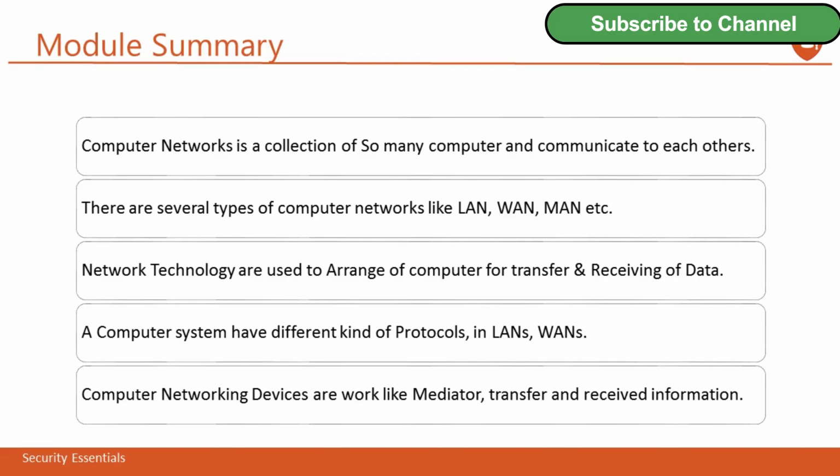A computer system has different types of protocols in LANs and WANs, as we have discussed. Computer network devices work like mediators to transfer and receive information. These are mediators who are just forwarding the data between the sender and the receiver. The devices are just forwarding the request.